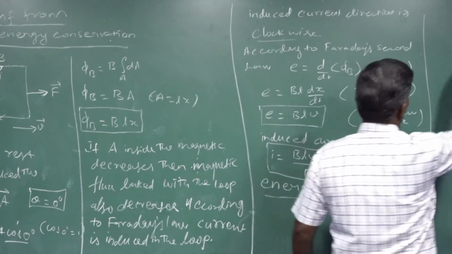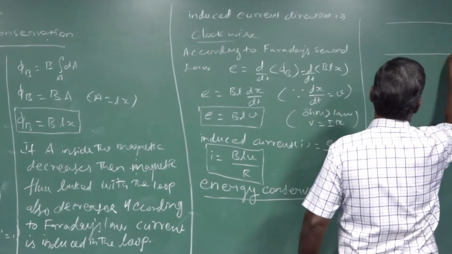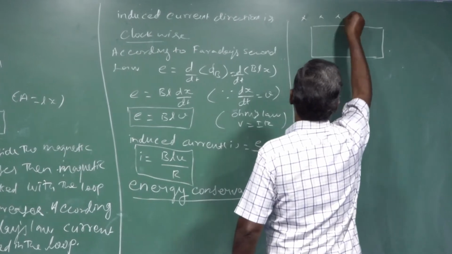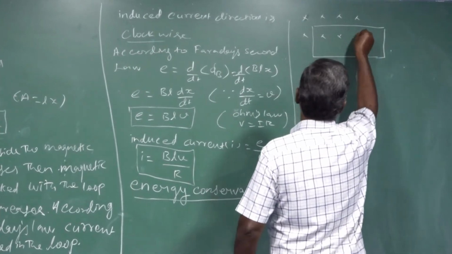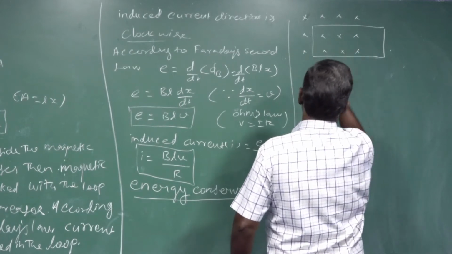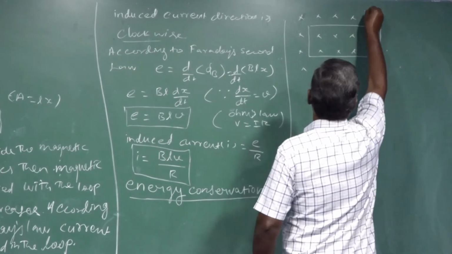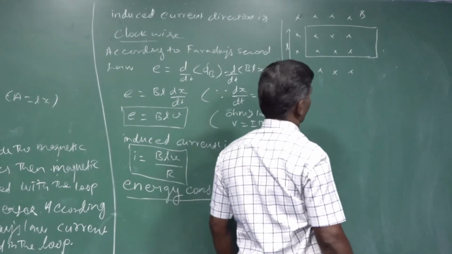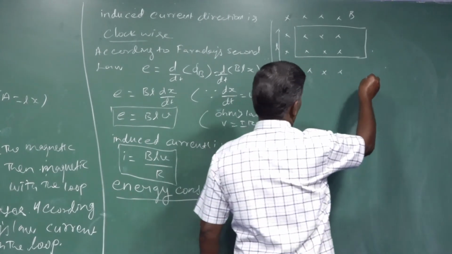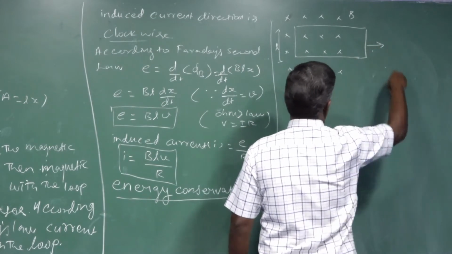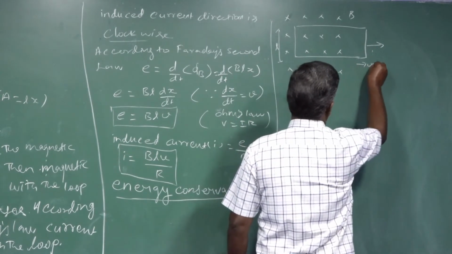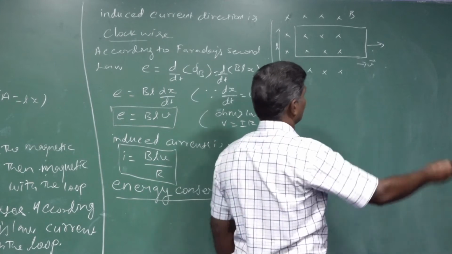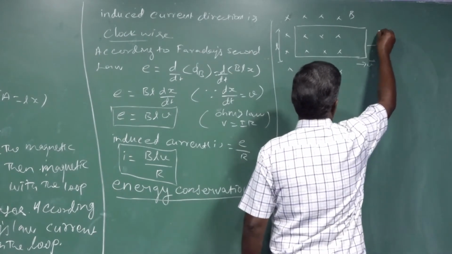One second, the diagram is a loop. Part of that loop is inside a magnetic field. We know that the magnetic field remains constant, that is a uniform magnetic field. The width of that loop is L, and that loop is going to move towards the right with a constant velocity v. For moving the loop with a constant velocity, we want to apply a force in the right direction.